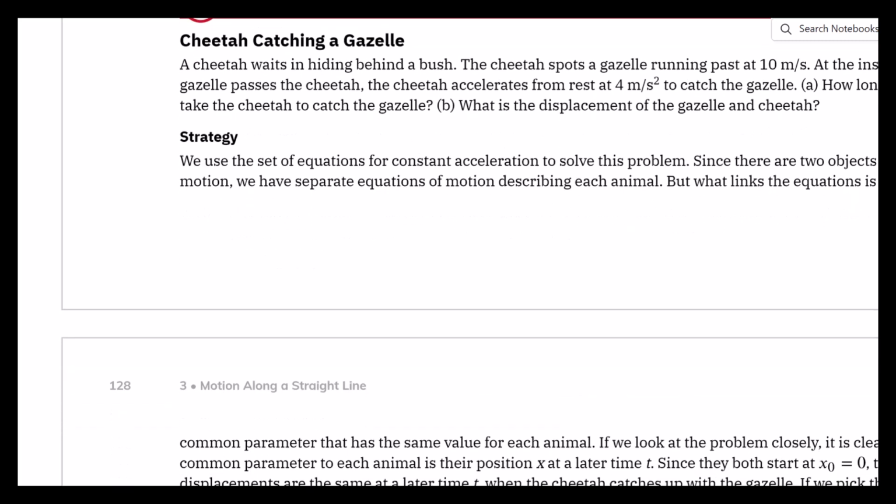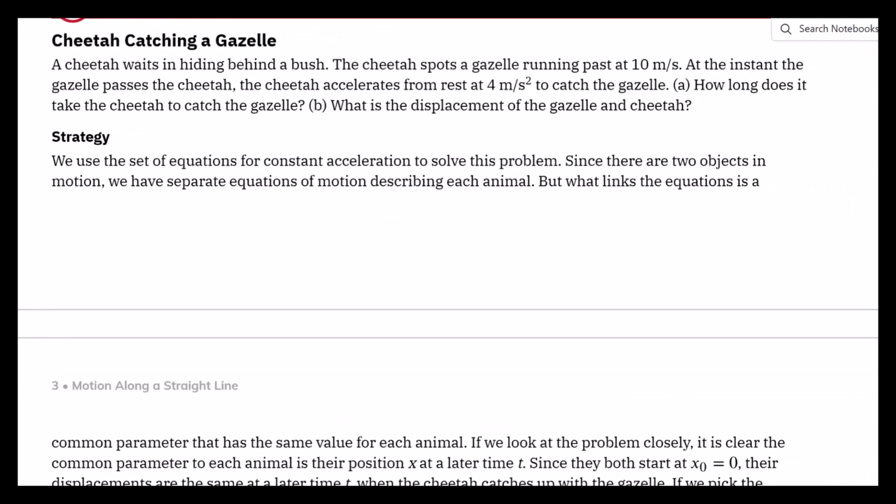A cheetah is waiting behind a bush. Why don't they have a picture of a cheetah so I know what they're talking about? A cheetah spots a gazelle running past at 10 meters per second. The instant the gazelle passes, the cheetah accelerates from rest to catch the gazelle. How long does it take the cheetah to catch the gazelle? What is the displacement of the gazelle and the cheetah?